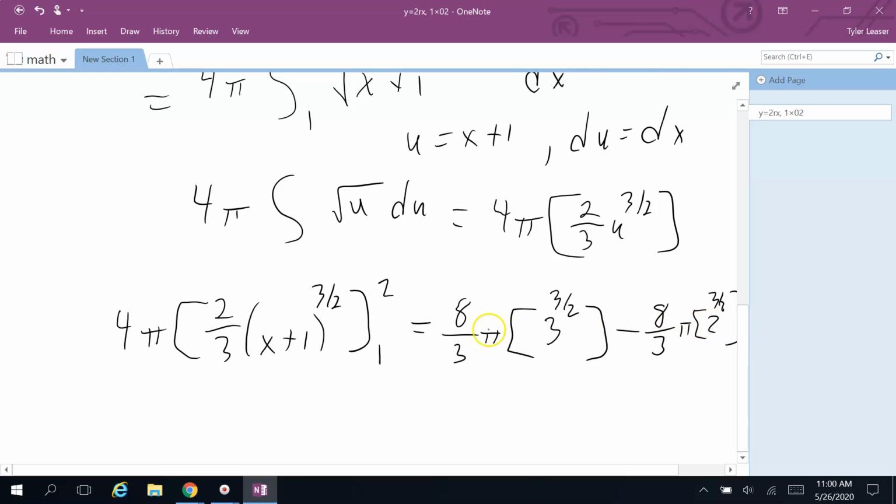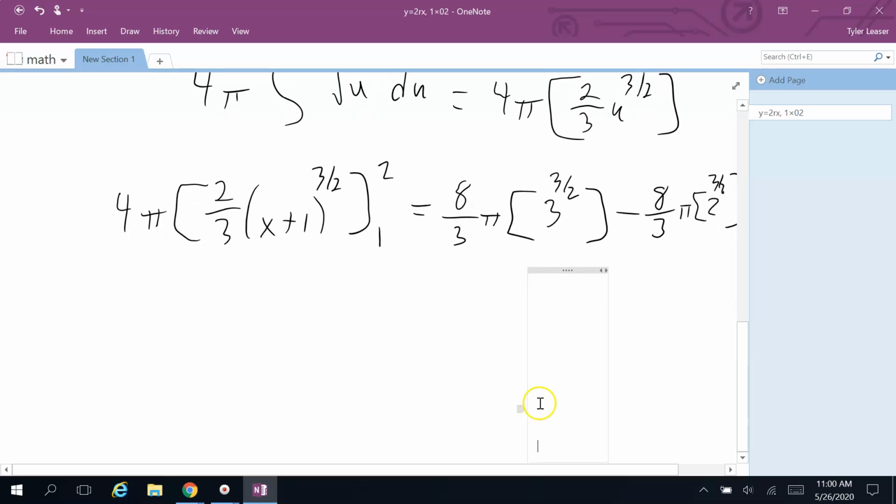I would honestly just leave it just like that, because there's not too much that you can do to simplify that down. I promise if you plug that into the homeworks, it'll count it right, as long as you did everything else right up top here. But that's good enough for me to have it simplified down. I'm guessing what the book probably does is they go ahead and factor out that 8/3 pi and write it like this. So 8/3 pi, and then just 3 to the 3/2 minus 2 to the 3/2.